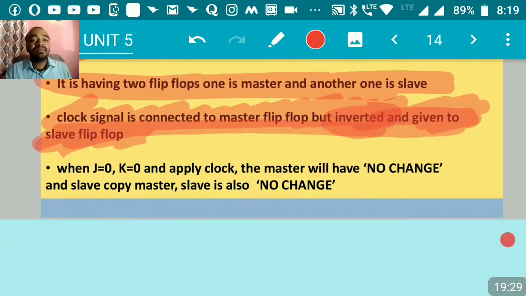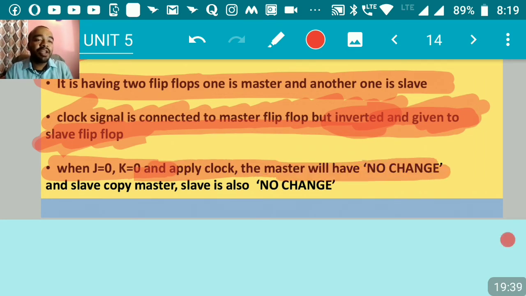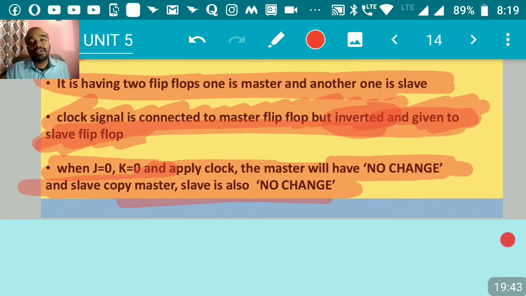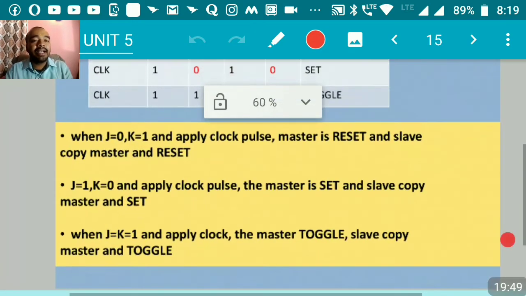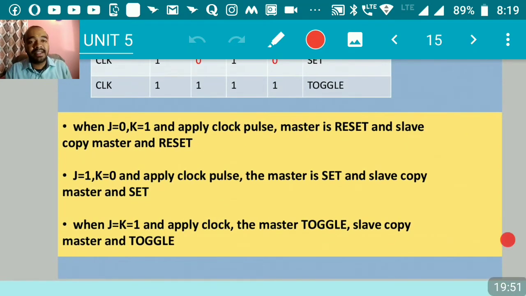Then the other thing is very same. Whatever is there in the truth table, that is what we are going to write as an answer. When J is equal to 0, K is equal to 0, after applying the clock pulse, the master will have no change and the slave copies the master, and the slave is also going to get into no change. That is the first point. Next, in the next slide, let me explain the other three states.